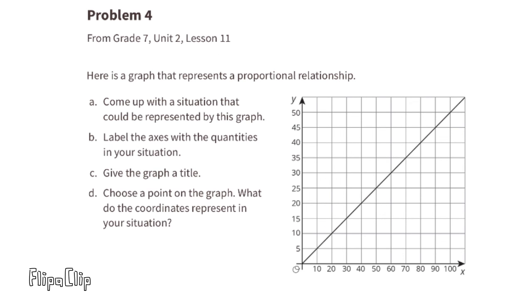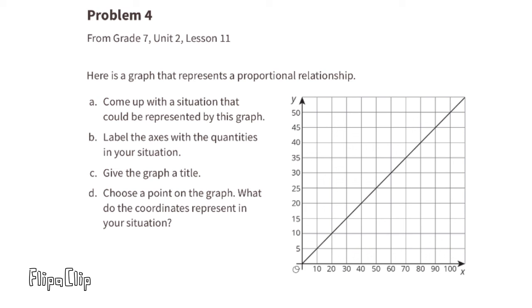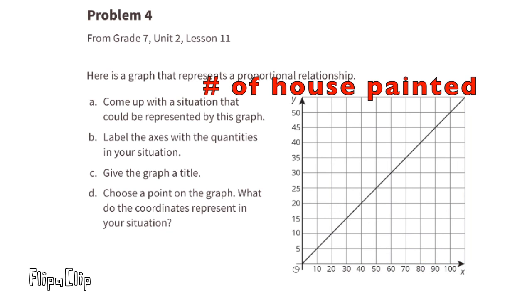Problem number 4 from 7th grade, Unit 2, Lesson 11. Here is a graph that represents a proportional relationship. A. Come up with a situation that could be represented by this graph. Every 10 days, 5 houses are painted. B. Label the axes with the quantities in your situation. The horizontal axis is the number of days, and the vertical axis is the number of houses painted.